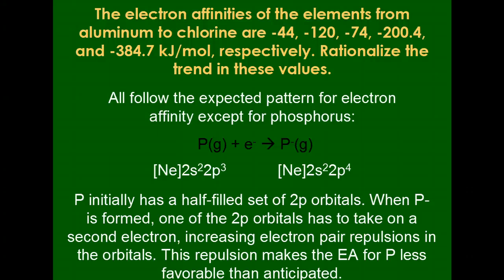phosphorus is not as inclined to gain just 1 electron because only one of its 3 orbitals is dealing with that increased repulsion factor. So that's why you see a little bit of a dip in its electron affinity. It will gain an electron, but it would prefer not to just gain 1.